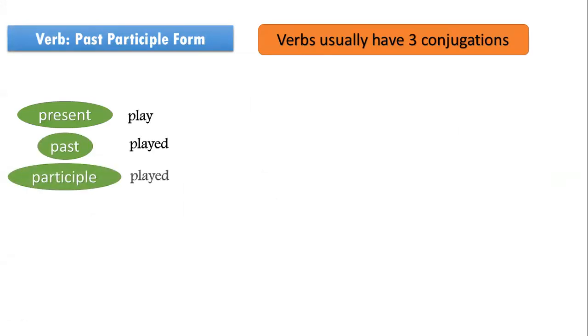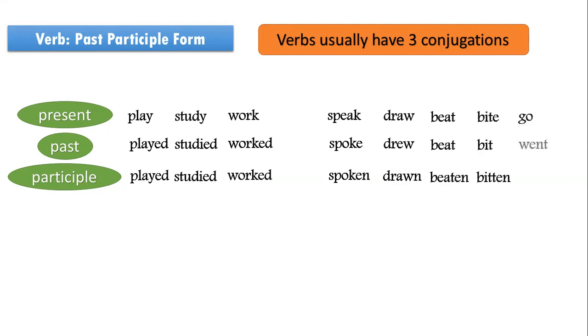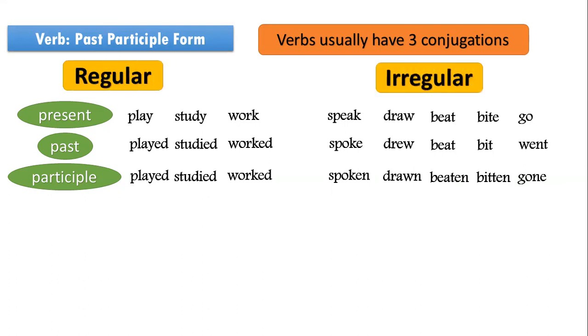We have play, played, played. That's very simple. Study, studied, studied. Work, worked, worked. But they are not all the same. Sometimes we have speak, spoke, spoken. Draw, drew, drawn. Beat, beat, beaten. Bite, bit, bitten. Go, went, gone. What do we need from here? Regular and irregular. This group of verbs is regular, which means play, played, studied. Irregular verbs don't have a set form to conjugate.